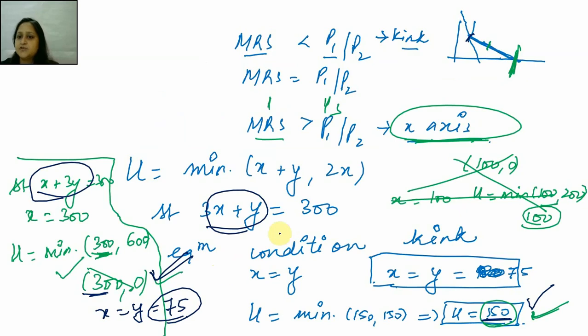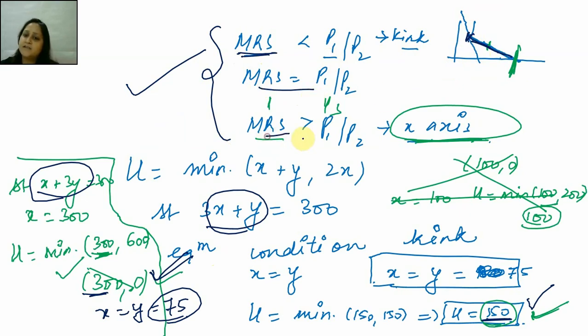So that means ये जो हमने conditions निकाली ना, these are absolutely correct. अगर जो MRS है इस straight line के portion का, it is less than P1 by P2, like perfect substitutes, then I should consume on the leftmost corner, which in our case is the kink. If they are equal, then we are indifferent. If MRS is greater than P1 by P2, then we consume on the x axis.